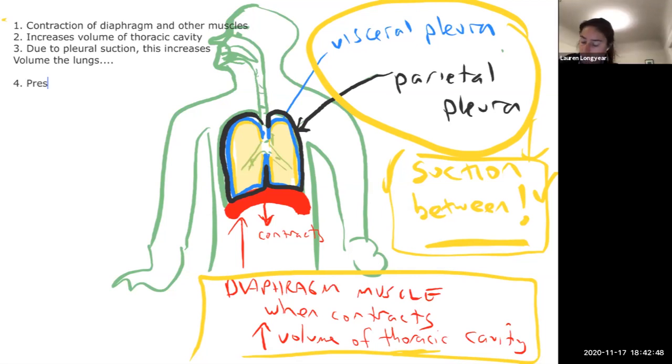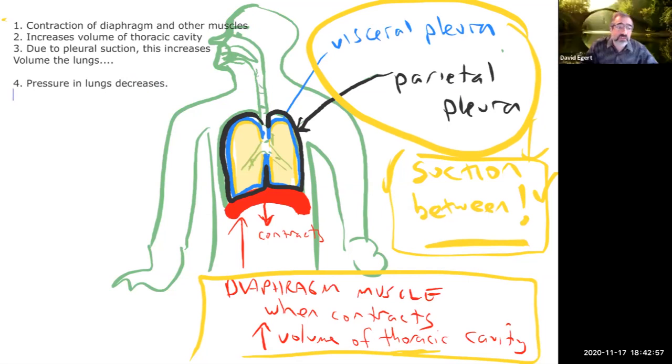Decreases. Decrease. Exactly. And so now the pressure in the lungs is lower than outside. And now which way does air move? It moves from high to low pressure. So now we have air flows in. So that is inspiration. That's how you inhale.